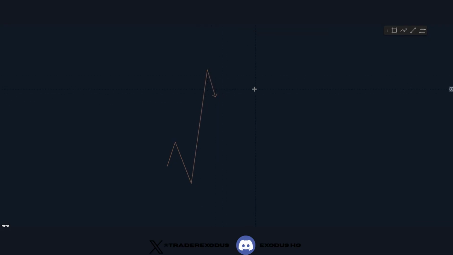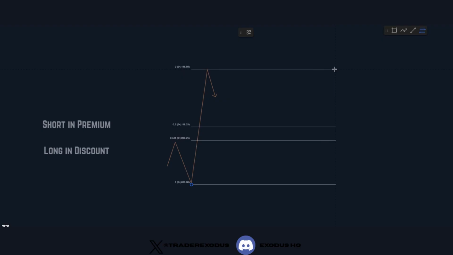So here in this example, we have a line drawing of price creating a range. We're going to take our Fibonacci and mark out the low of the range and the high of the range. And here we also have the equilibrium point of the range.